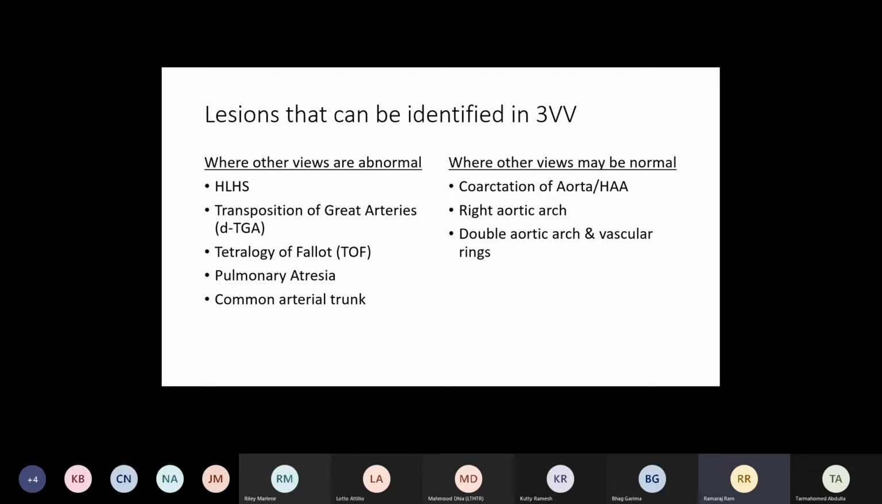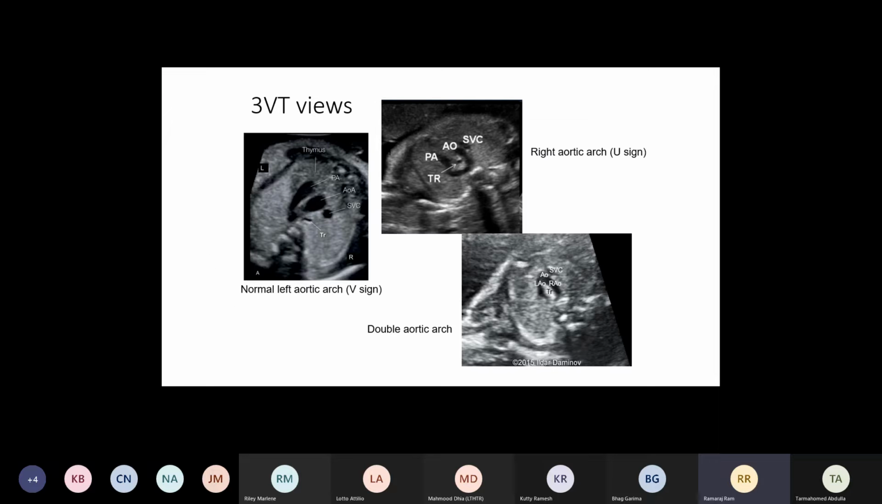What is also important is you expect what you have seen on the four chamber view. So if you have abnormal four chambers, then you expect the corresponding abnormality. If you have a normal four chamber, then you could have one of these scenarios where you could have right aortic arch or double aortic arch type of potential vascular ring scenarios, not necessarily all of them are vascular rings.